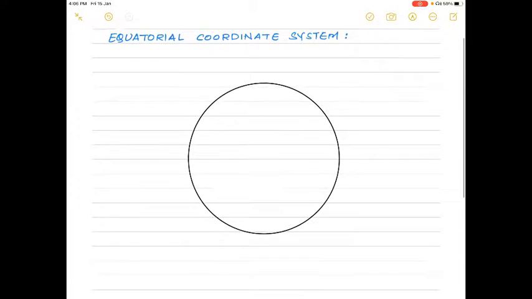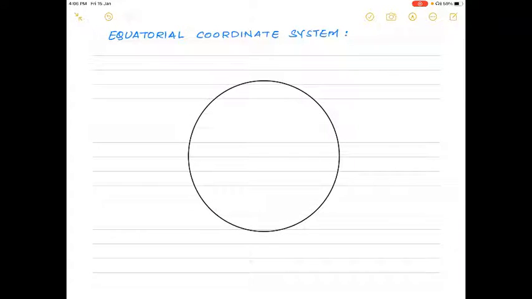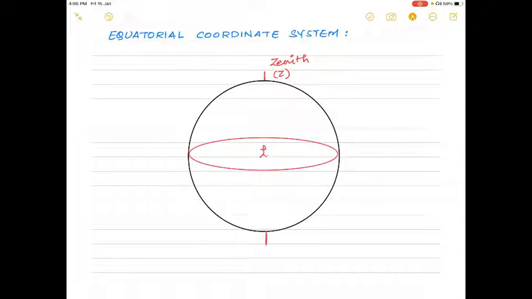Some of them we saw in the last lecture as well, so it will be like a revision for you all. Now suppose this is the observer. This is the observer's horizon. The point above the head of the observer, at the top, is called the zenith. We denote it as Z. The point below the observer is called the nadir, which is never visible to any observer at any place on the surface of Earth. That is called the nadir.